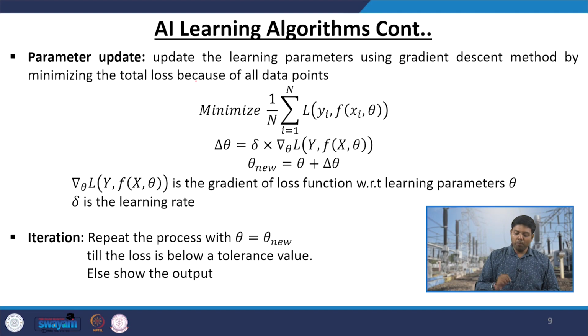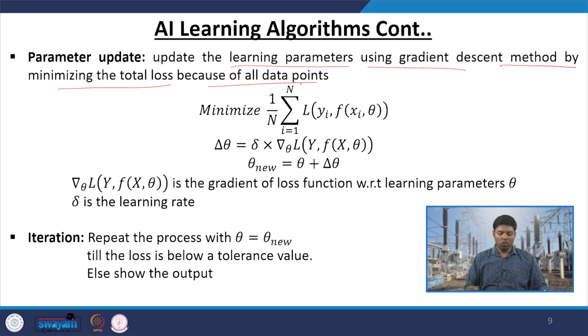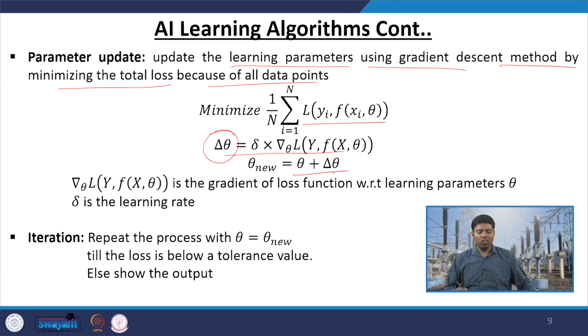So, if you see the parameter update, update the learning parameters using the gradient descent method by minimizing the total loss because of all data points. So, minimize the total loss, that is your objective function, and you use the gradient descent algorithm to update your del theta, and then you reduce or increase or update your parameter value theta depending upon whatever perturbation you are getting after minimizing the loss function.